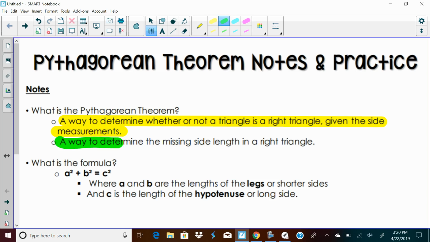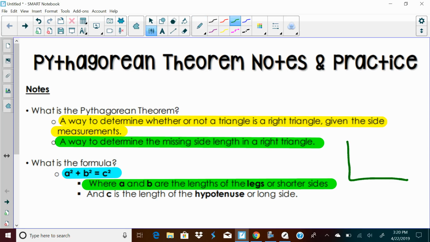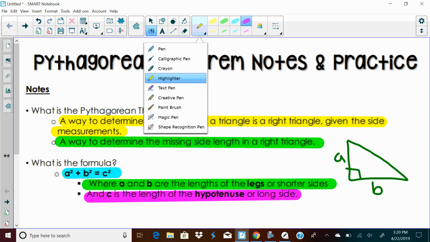Another thing is it's a way to determine the missing length in a right triangle. So if you know two of the sides of a right triangle, you can use this to help you figure it out. What's the formula? It's a squared plus b squared equals c squared, where a and b are the lengths of the short sides. So if this is my right triangle, a and b are my short sides, and c is the length of the hypotenuse or the long side.